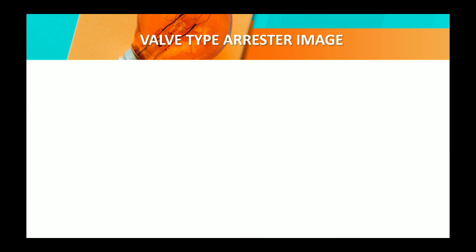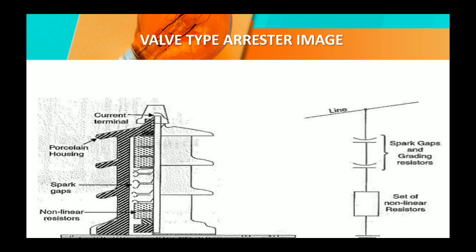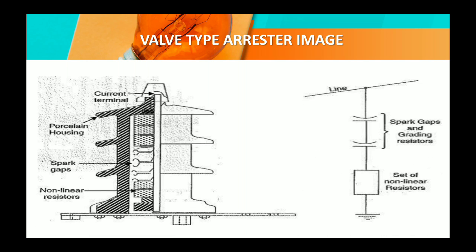Now you can see the image of the valve type arrestor. That is the actual image, and that is the equivalent circuit of the valve type arrestor. Here you can see the porcelain housing. I have earlier discussed that the outer side is covered by porcelain, so there is the porcelain housing.